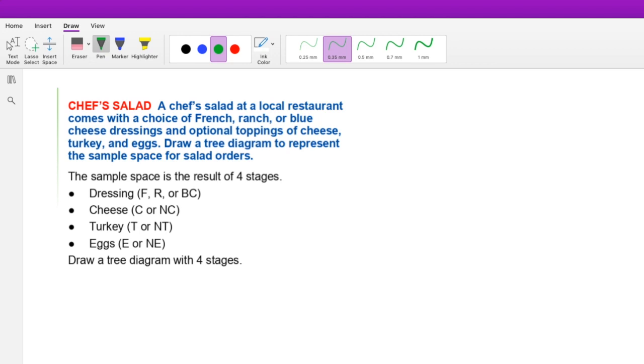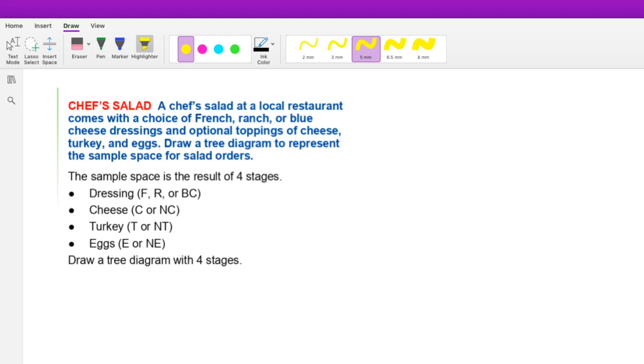Alright, without any further ado, a chef's salad at a local restaurant comes with a choice of French, ranch, or blue cheese dressings and optional toppings of cheese, turkey, and eggs. Draw a tree diagram to represent the sample space for salad orders.